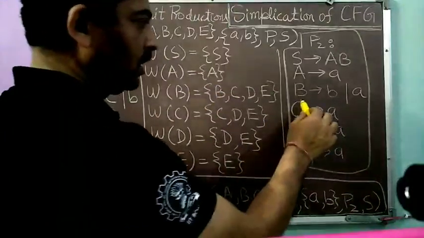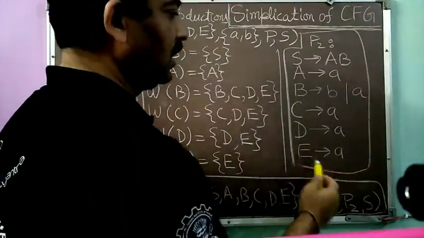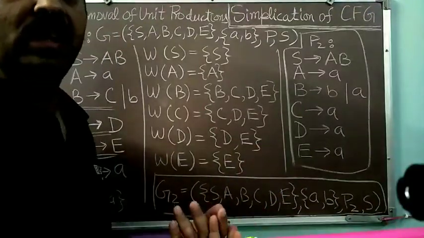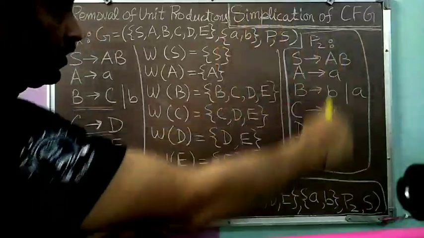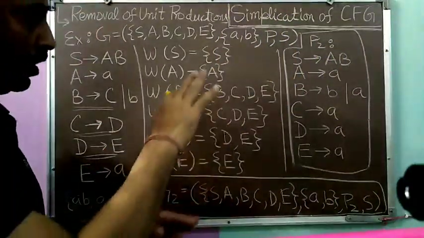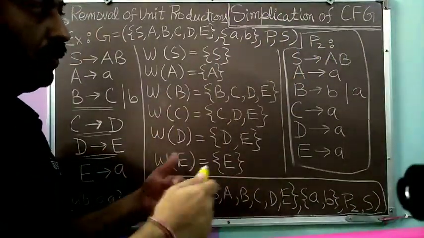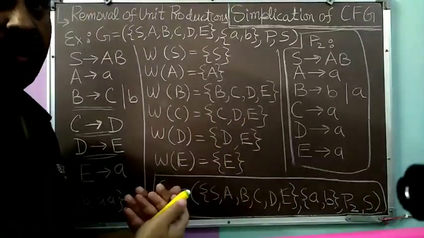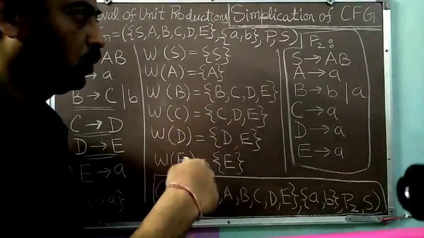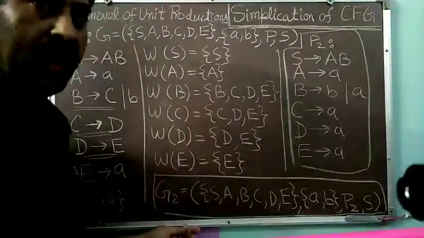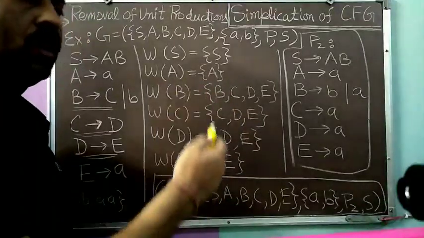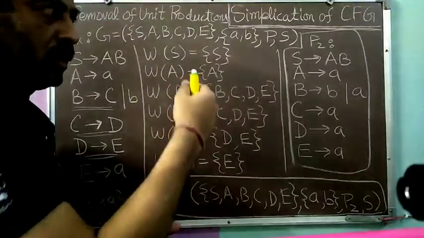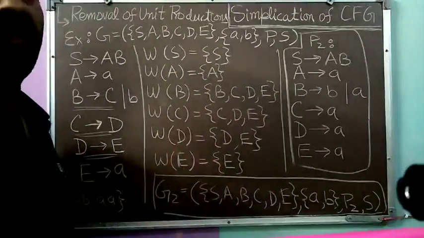But now you look at capital C, capital D and capital E. These have become variables which are never reachable. So whenever we remove the unit production, it will not reduce any variable, but it will make certain variables useless symbols. So we have to put further steps for simplifying it. Now I will be telling you the sequence in which these simplification processes should be applied to simplify a grammar.